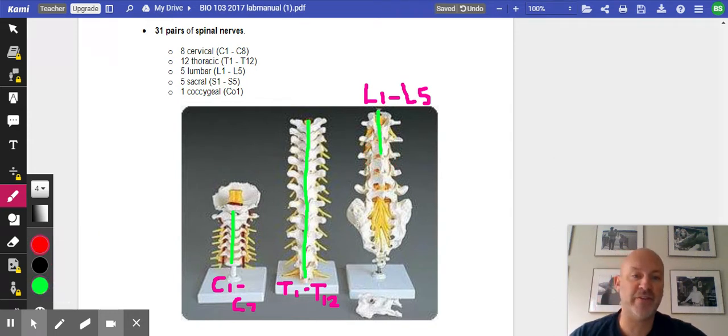However, there's still nervous tissue continuing through here. You can see the nerves. The nerves continue down even through the sacrum. So this is the sacral vertebrae, S1 through S5. These are fused together, so it looks like just one big piece here.